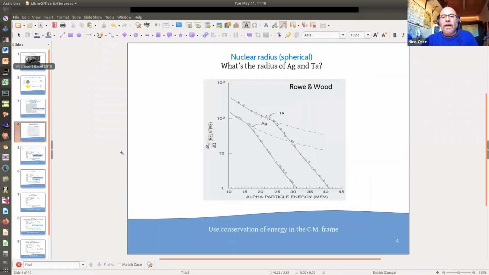So now I want to ask you one little question. What is the radius of the nucleus? If we look at this plot, it is the cross section versus an alpha particle. This is basically, let's say, the Rutherford cross section that hopefully you saw in modern physics. The Rutherford cross section is given in classical mechanics. So remember, I want you to remember what the Rutherford cross section is.